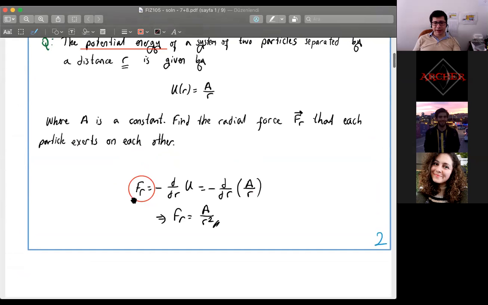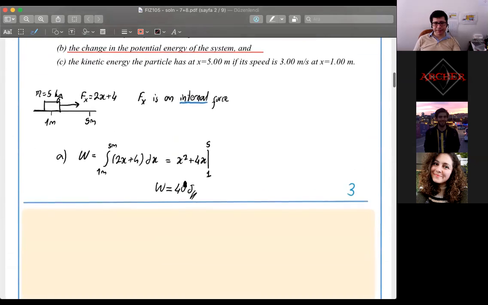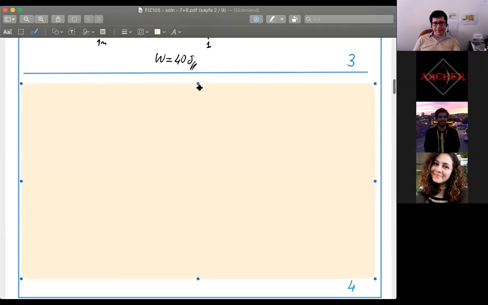Just move this dr to the left-hand side. You have internal work equals negative of change in potential energy. Negative of internal work is equal to change in the potential energy. I can write this because this is an internal force, because this is part of the system. Therefore, change in the potential energy is minus 40 joules.